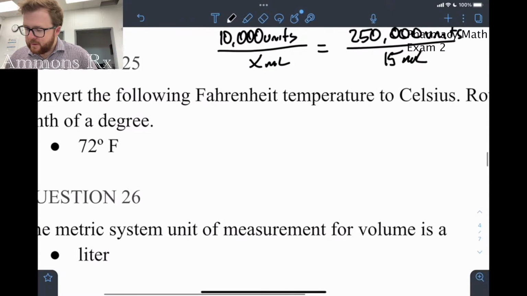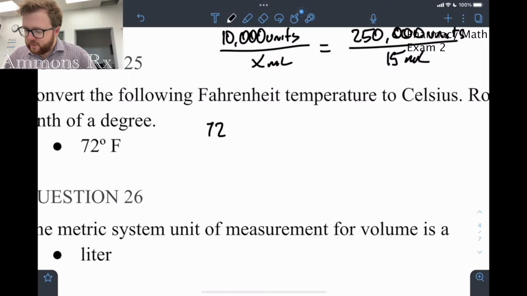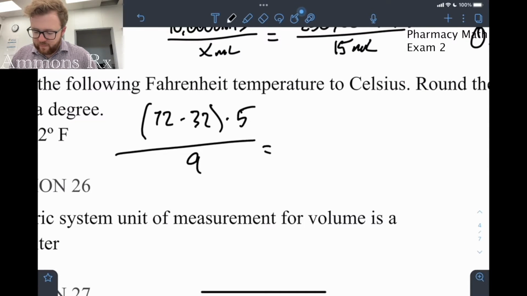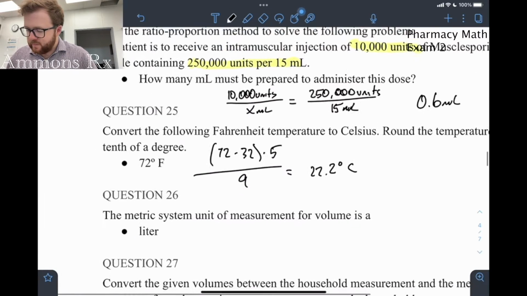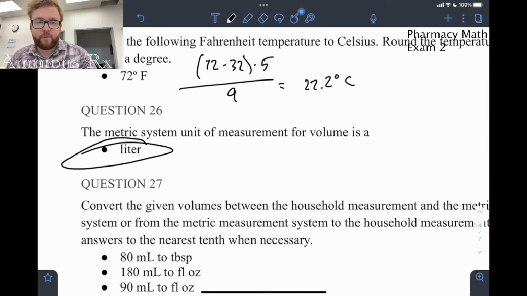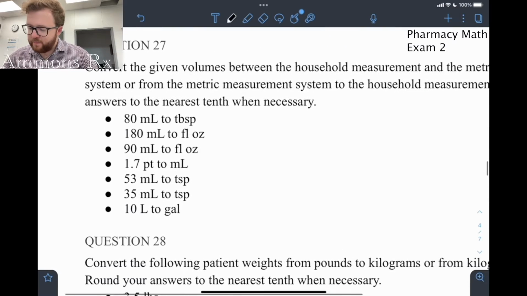Fahrenheit to Celsius, so we need to use our 72 minus 32 times 5 divided by 9. That's going to be 22.22 degrees Celsius. Oh, I guess I didn't even answer that. So the metric system unit of measurement for volume is going to be liter. So remember your base units. We have volume, liters, we have mass or weight, grams. All those things are important.